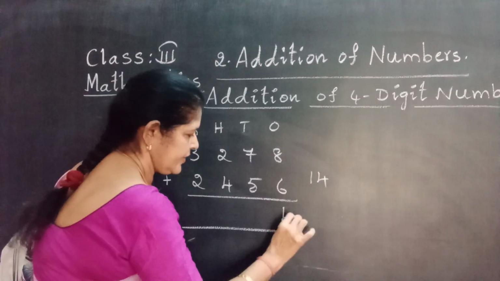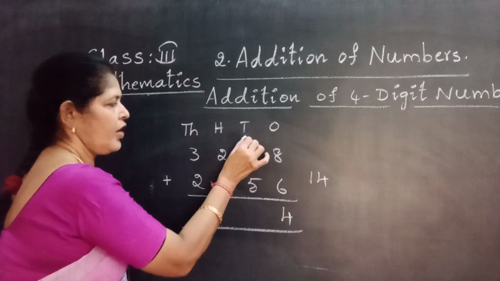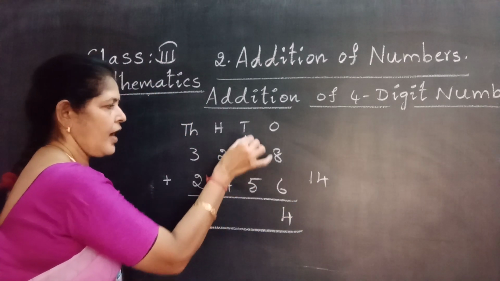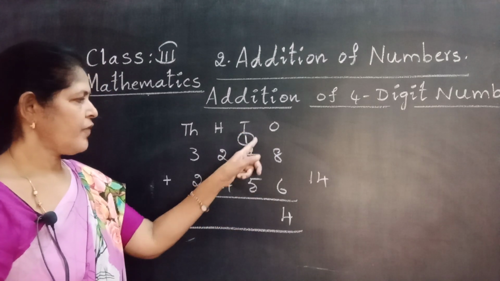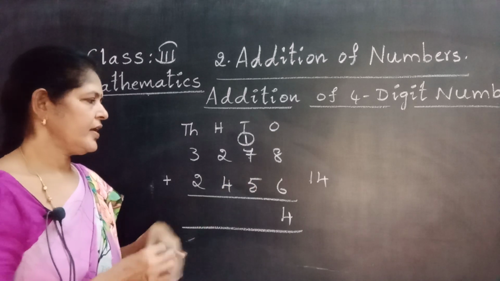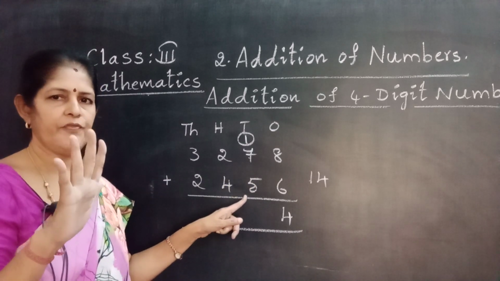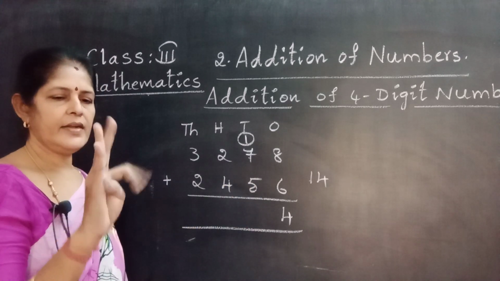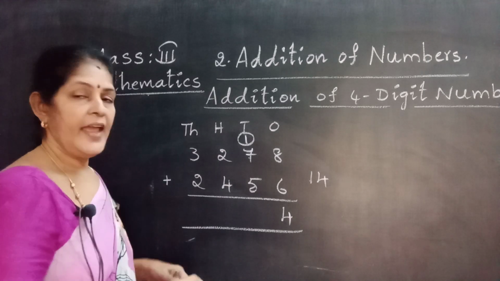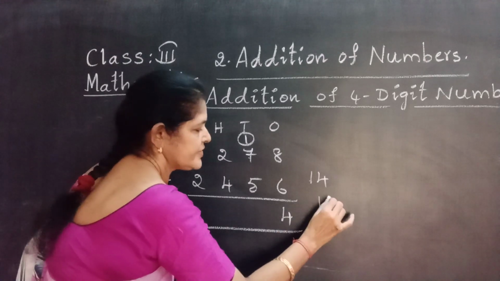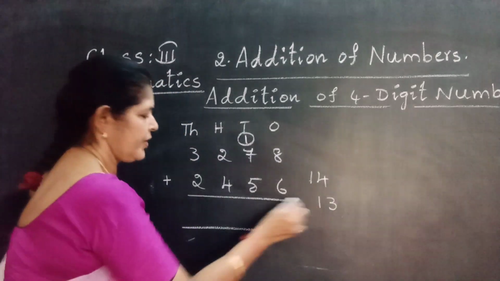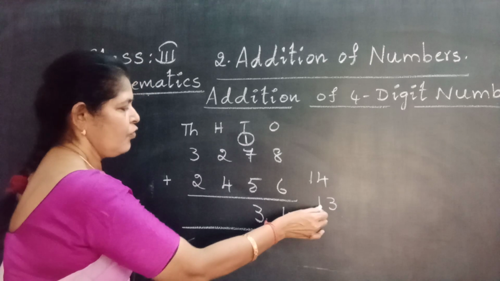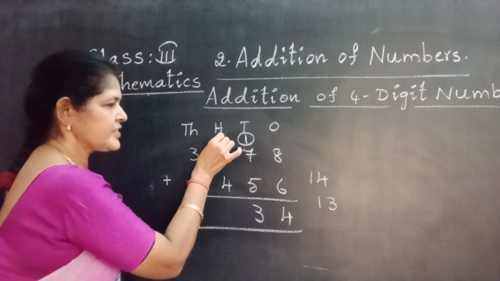Now 4 right in the ones place, 1 carry forward to tens place, right above 7 in the tens place. Now adding these two numbers, 1 plus 7, 8, very good. 8 in the mind, take 5 fingers, 8 after 9, 10, 11, 12, 13. Again we get a 2-digit number. Now 3, again split the number, 3 right in the tens place, 1 carry forward to hundreds place.